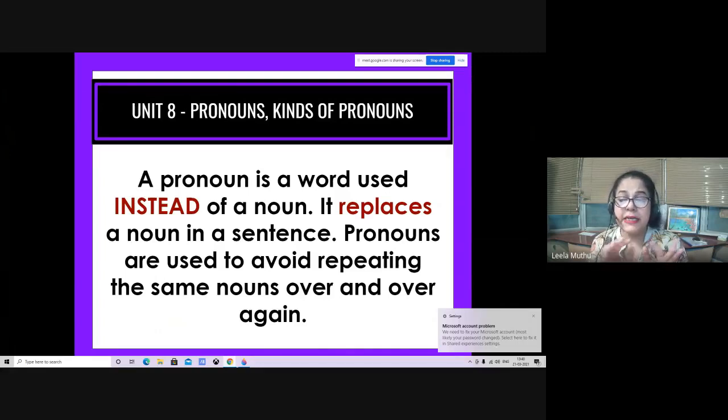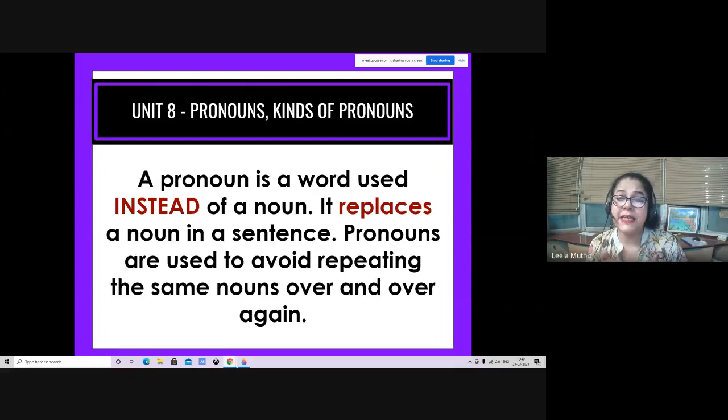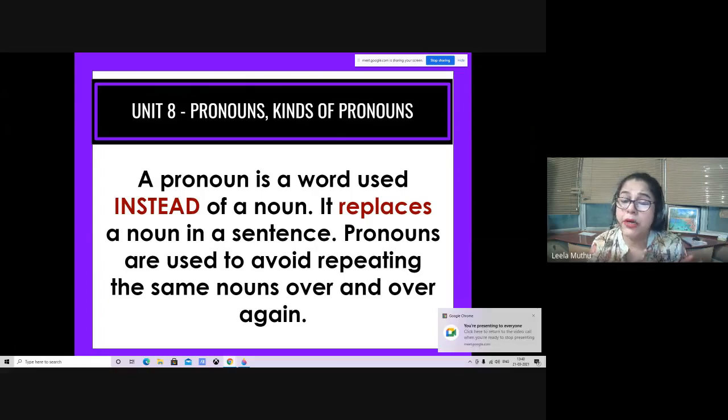A pronoun is a word used instead of a noun in a sentence. So if I say, he is coming here, you know that I'm talking about a masculine person just by hearing the word he. You know that I'm replacing it with a pronoun, right?